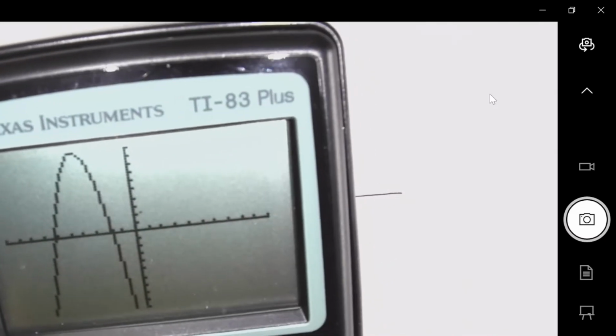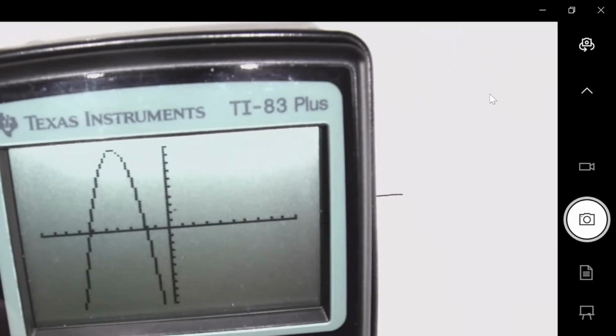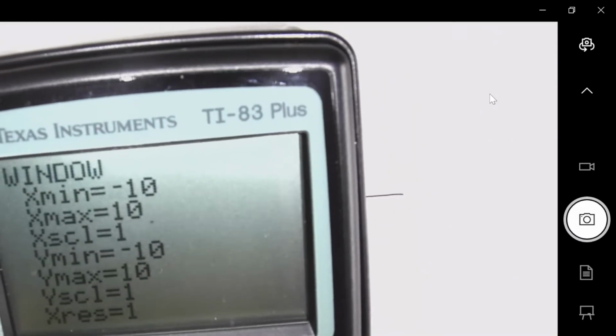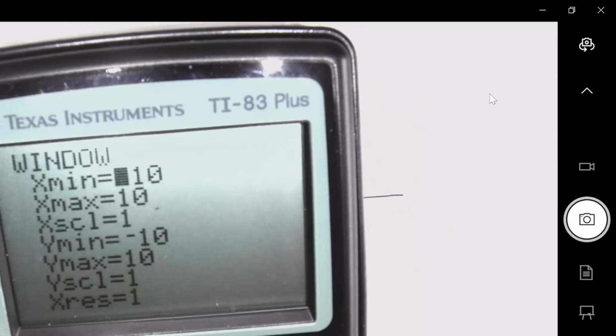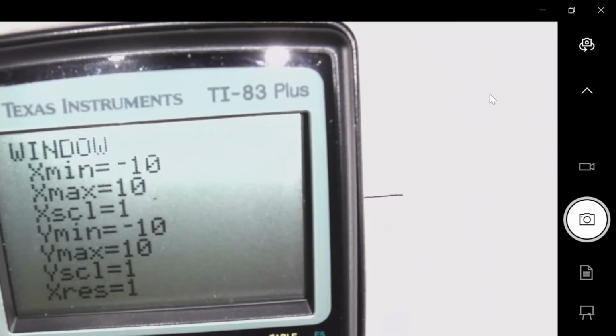So here's what we're going to practice: changing your window. Can you hit the window button? Remember that I want to see higher, right? I would like to see if I can see higher. So hit the window button. What would I change on this if I want to see higher?